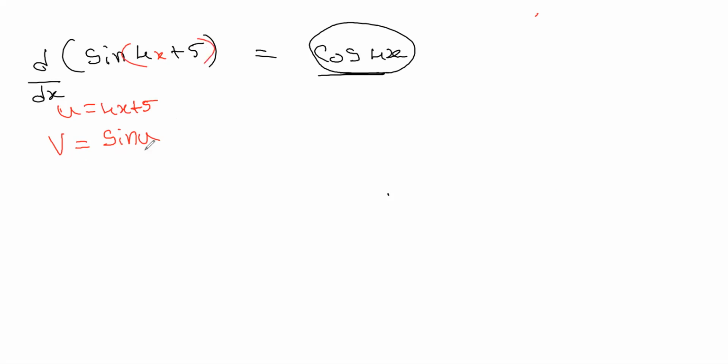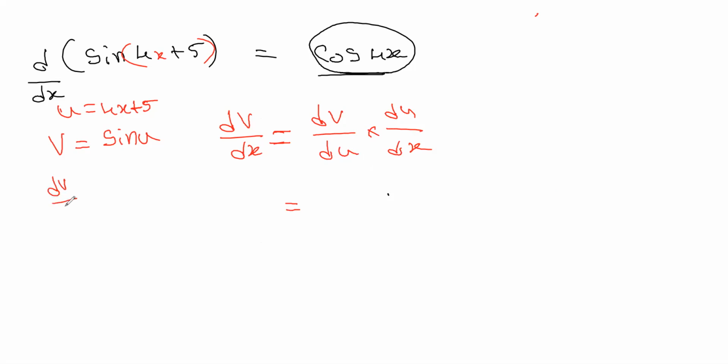So v equals sine u, and I know u. As per chain rule, I have to get dv by dx. So dv by du, if I multiply by du by dx, I can get dv by dx, right? Now first I will do dv by du. So dv by du is nothing but differentiation of sine u. What is differentiation of sine u? Cos u.